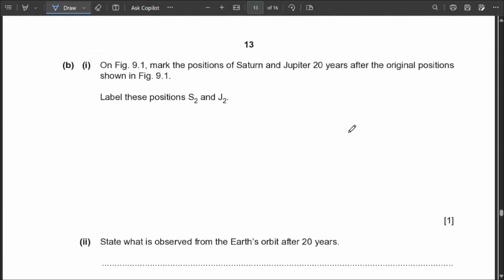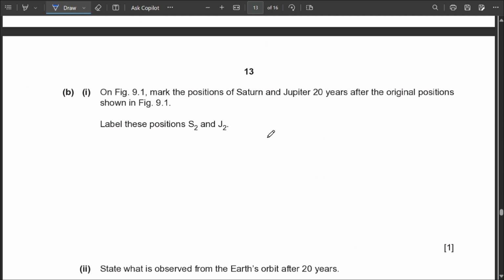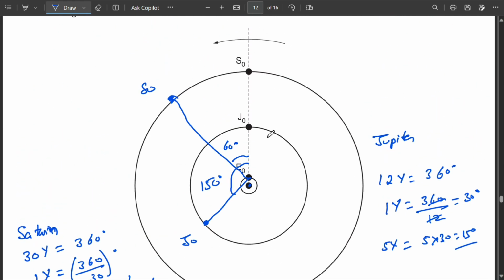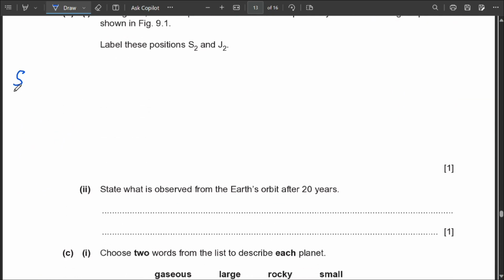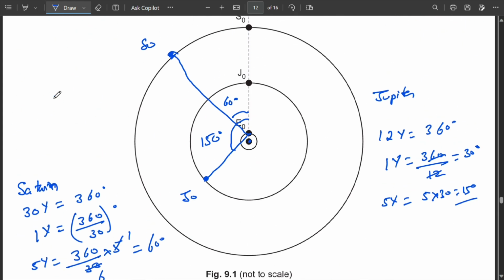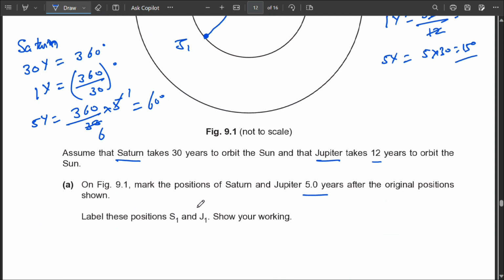Show your working. Now on figure 9.1 only, mark the position of Saturn and Jupiter 20 years after the original position shown in figure 9.1. The original position was this only. From here we have to calculate for 20 years. S2 stands for Saturn. Have I written S1? No, I have made a mistake. This is S1, the initial position. Take this as S1, and this is J1, Jupiter. Now S2 and J2.